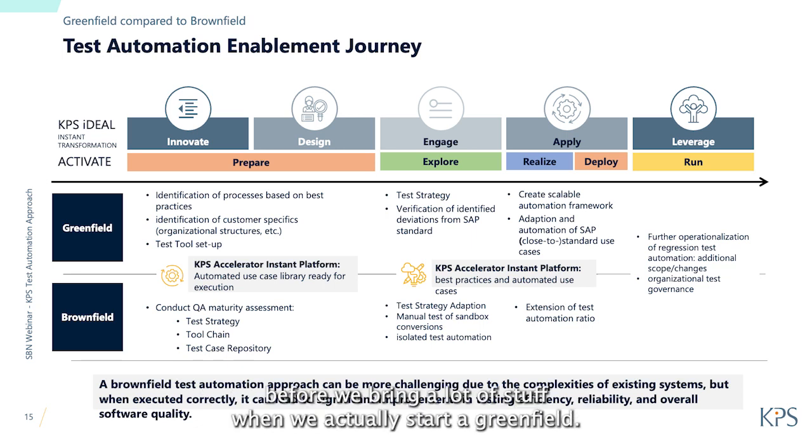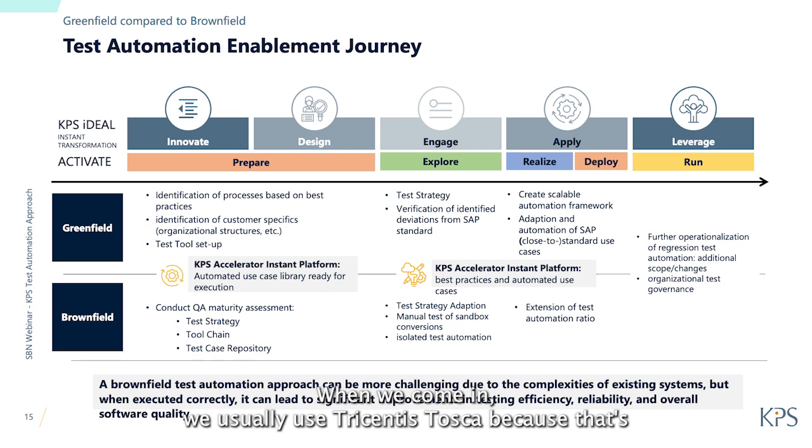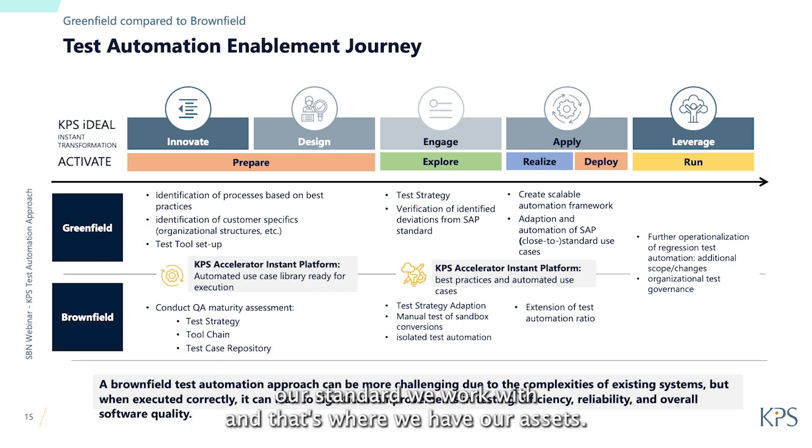I showed you on the slide before, we bring a lot of stuff when we start a greenfield. So we identify the processes that are our best practices, and we identify the customer specifics already when we go into a preparation phase. That helps us to pick which automation scenarios we can use from our repository, so we can set up the test tool. When we come in, we usually use Tricentis Tosca because that's our standard tool, and that's where we have our assets.